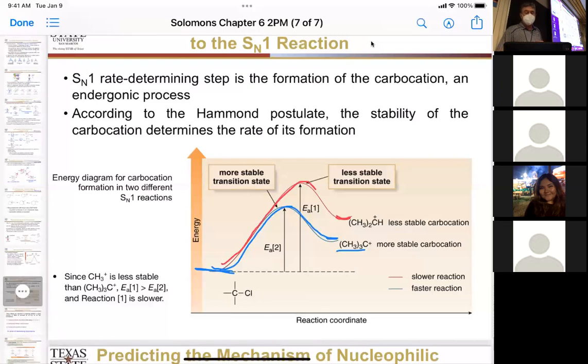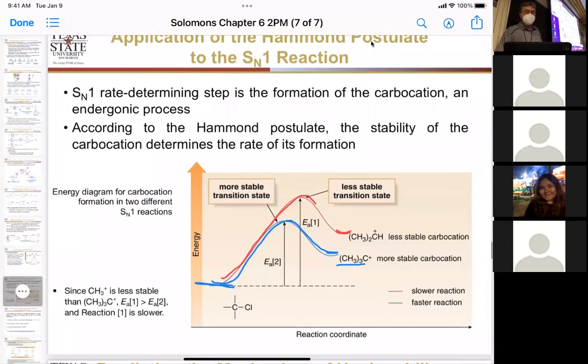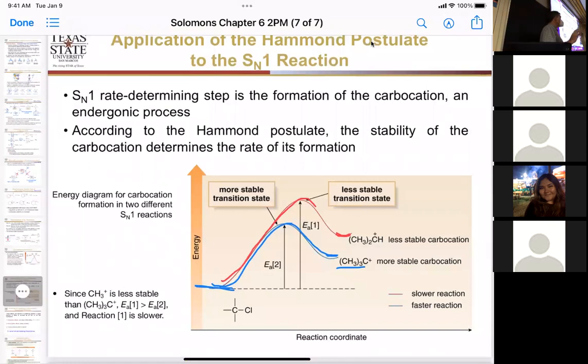Okay, so now let's put this together. We have SN1 and SN2, two different mechanisms. And if we look at the products, we can see which mechanism it went by, because it'll either have a rearrangement or a racemization or different stereoisomers, or it'll have just one center inversion.